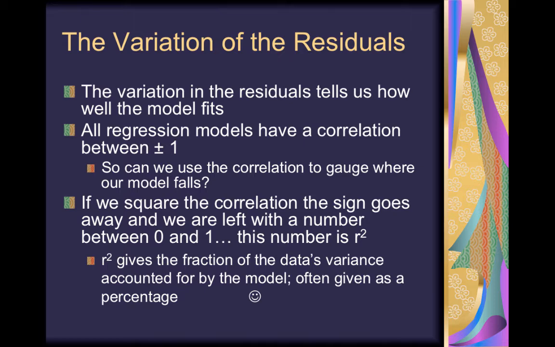So what R-squared does is it gives us a fraction of the data's variance accounted for by the model, and it's often given as a percentage. What this means is that R-squared shows how much of the variance in our y variable is accounted for by the model, or in other words, accounted for by our x variable.